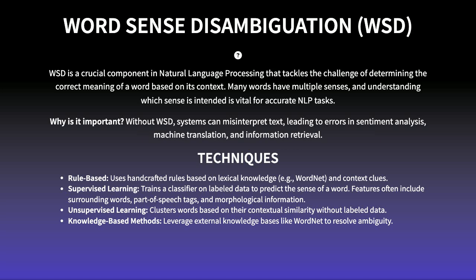It's super important because if a computer misinterprets a word's meaning, everything downstream, like understanding the sentiment of a review or translating a document accurately, can go wrong. We'll look at some different approaches to solving this problem, from simple rules based on dictionaries to more complex machine learning models that learn from labeled data, and even leveraging external knowledge bases.